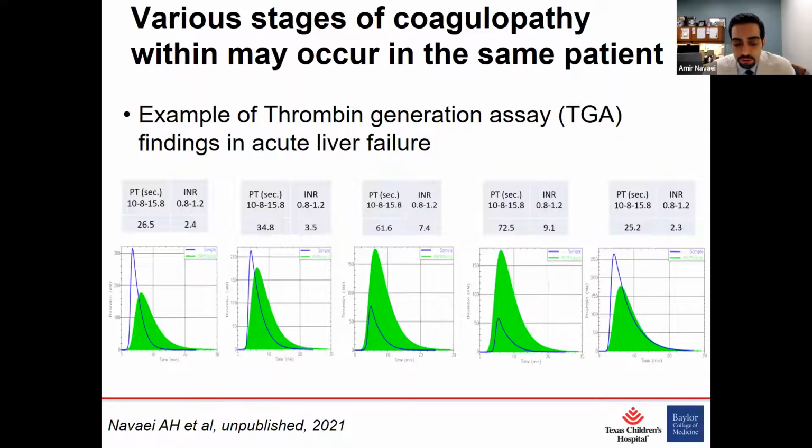In our institution, we looked at the thrombin generation assay by using a special assay with a lower thromboplastin concentration, and we evaluated liver failure patients. For those of you who are not familiar, the thrombin generation assay is mainly used for research, and it helps us better evaluate the overall thrombin generation capacity. In these graphs, the blue line represents the patient samples and the green line represents the control plasma samples.